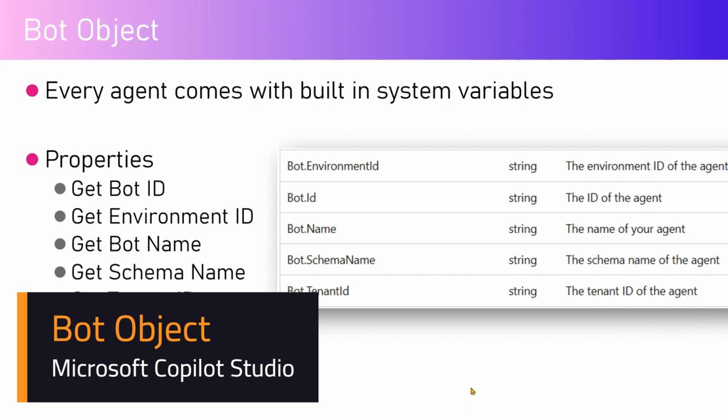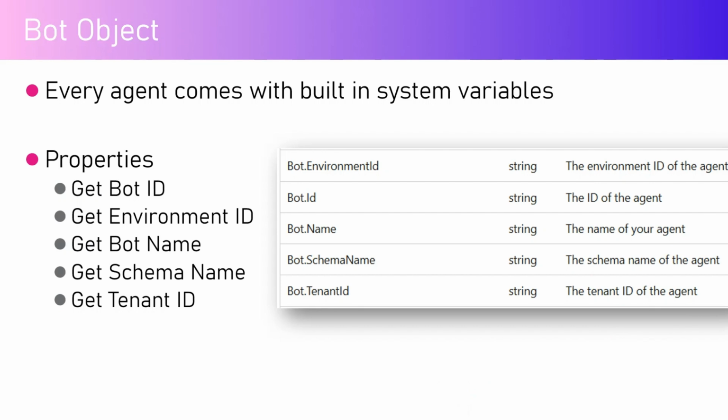In this video, I'll be talking about the bot object within Microsoft Copilot Studio. Now, variables are the components which can be used in Microsoft Copilot Studio to assume some value for a specific object. There are different types of variables: a topic variable, a global variable, a system variable, and environment variables.